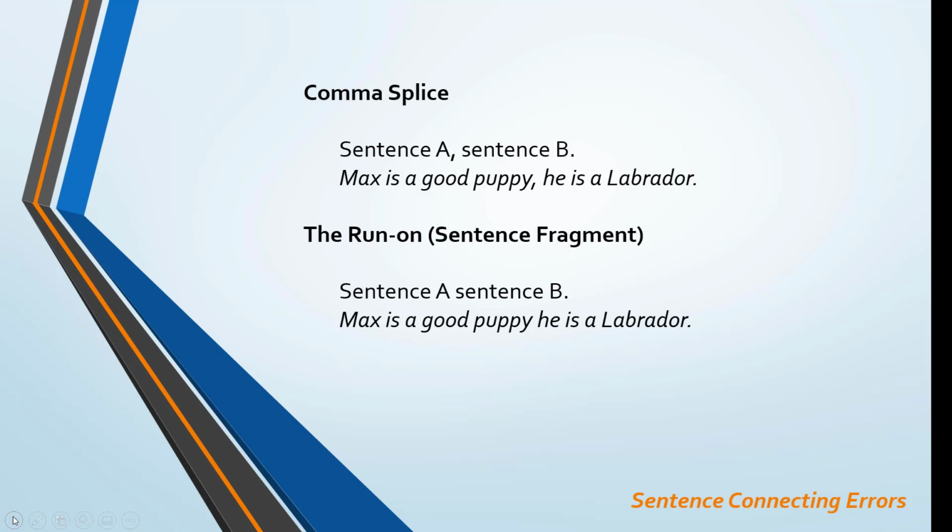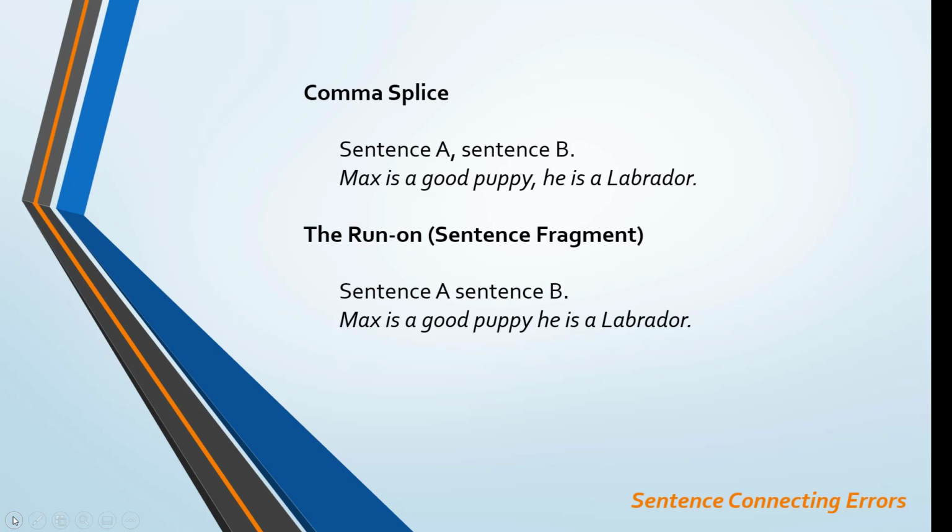So if I have sentence A, it's a complete thought, sentence B, a complete thought. If the only thing I put between them is a comma, then what I've created is a comma splice. And a comma splice is a type of grammar error. It is probably the most common type of grammar error, and you will often find them even in published professional materials. They slip past people very easily.